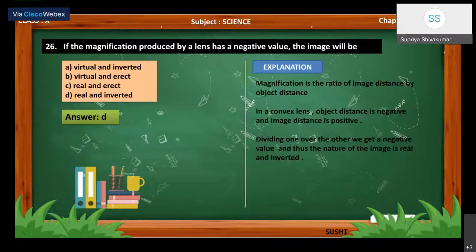Yes, magnification is the ratio of the image distance by object distance. Namagottu, in a convex lens, object distance is negative, image distance is positive. So dividing one over the other, namge negative value barutte. So therefore, answer is option D.